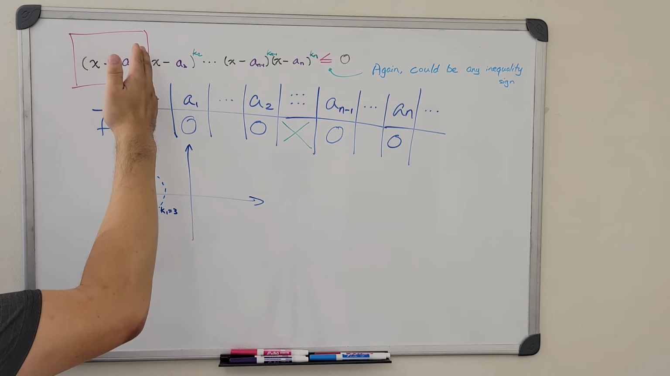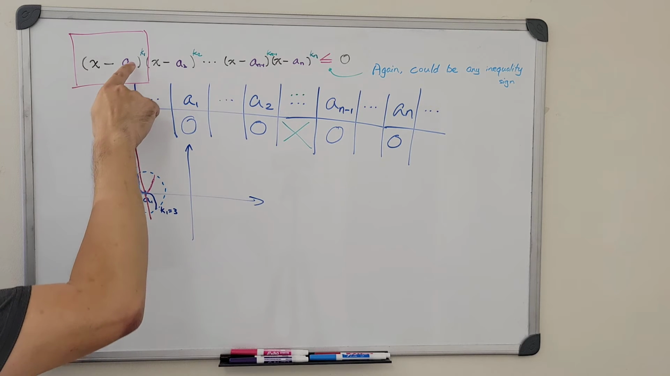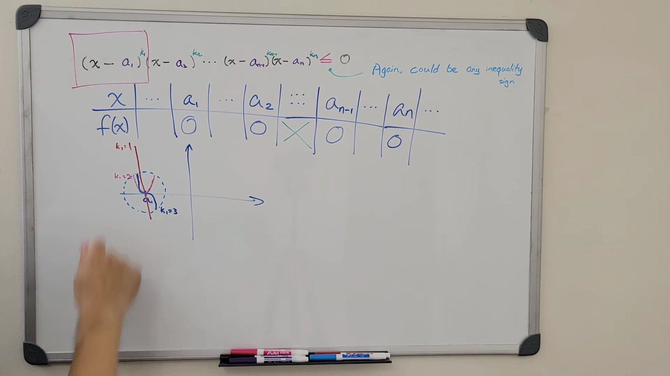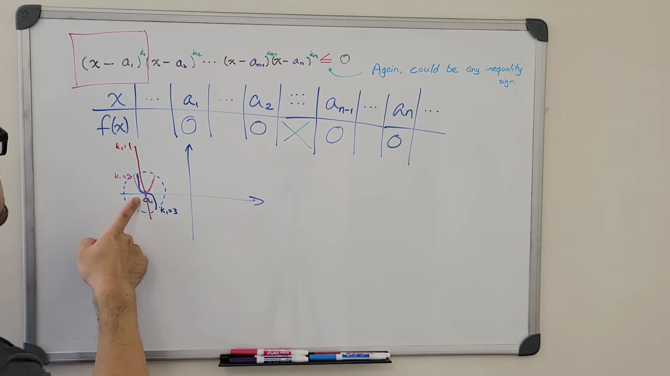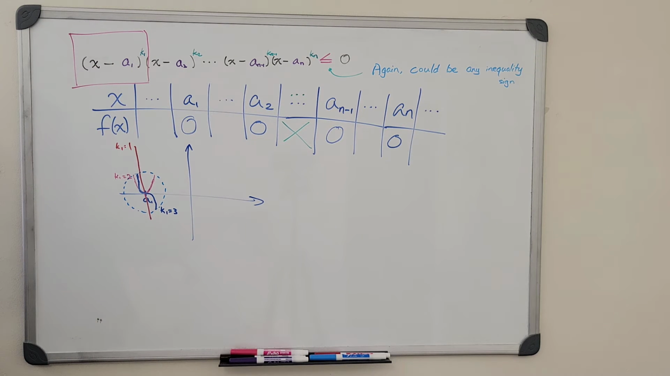The shape would just be the same as the shape of the power function based on the k value we have. So for a1 here, we just need to look at the value of k1, and then we can tell which power function it is, and we will get the same shape around a1.